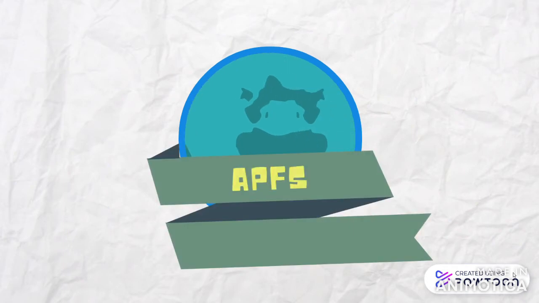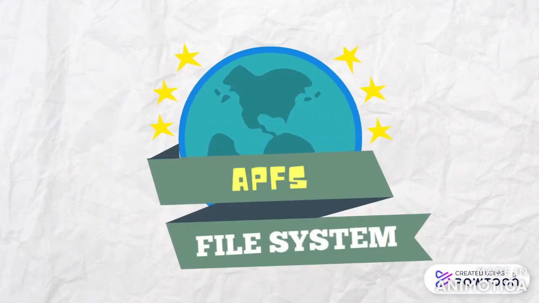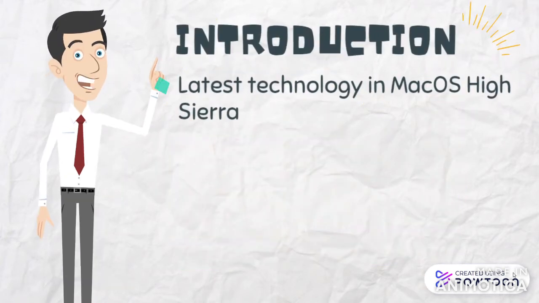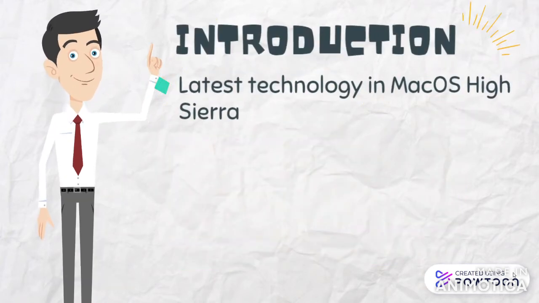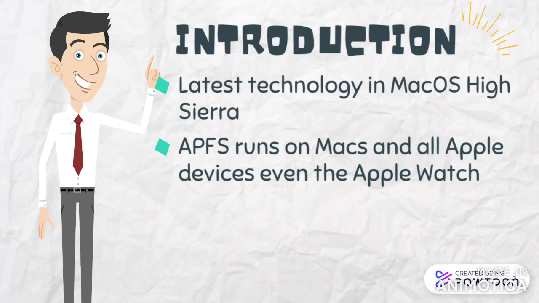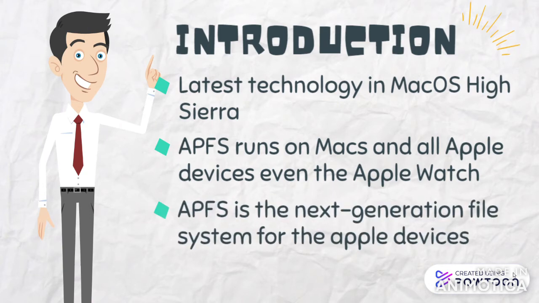Now, I will proceed to introduce the last type of file system, which is APFS file system. This APFS file system is known as Apple File System. It is the latest technology in macOS High Sierra. APFS runs on Mac and all Apple devices, even the Apple Watches. APFS is the next generation file system for the Apple devices.